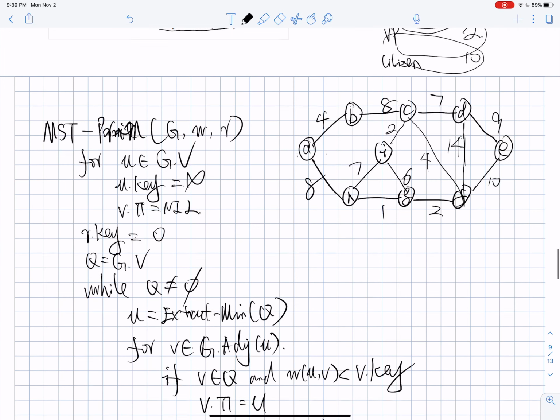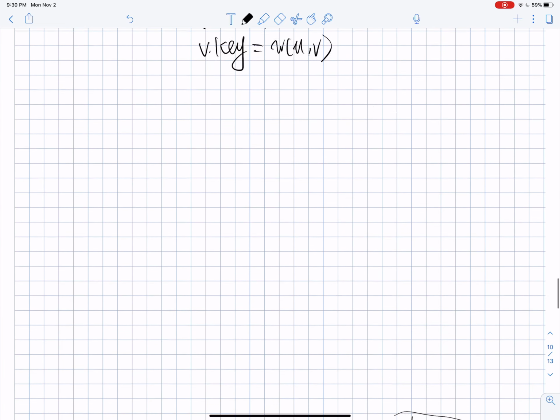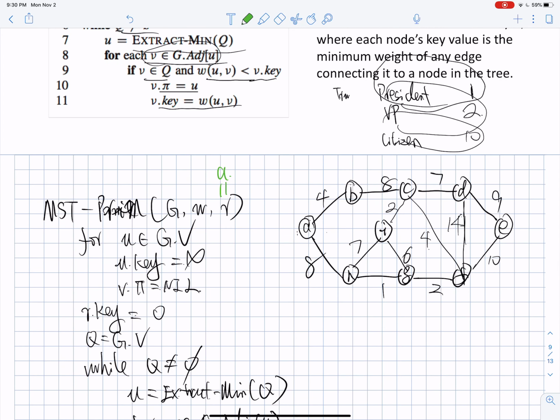Let's say, for example, we pick A as the root. Actually, any node can be the root. So for now, let's just set R as A. So A is the root. This is the root node. I'm just going to use a red color to denote it. This is our R, the root node, okay?